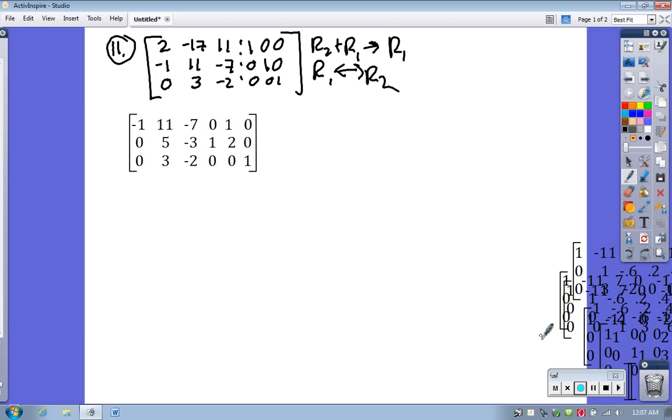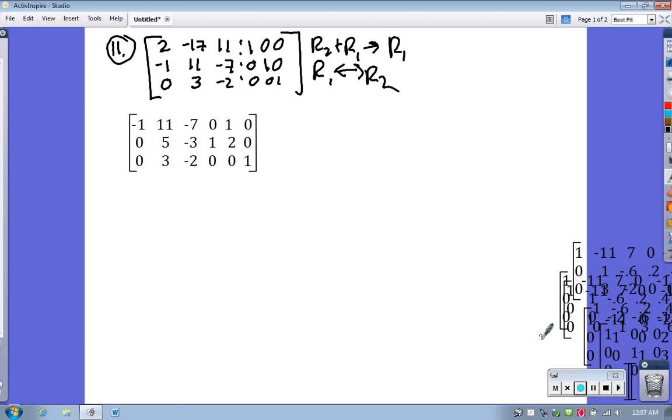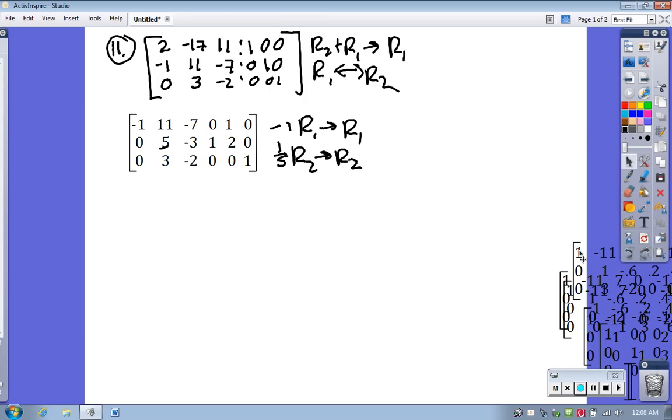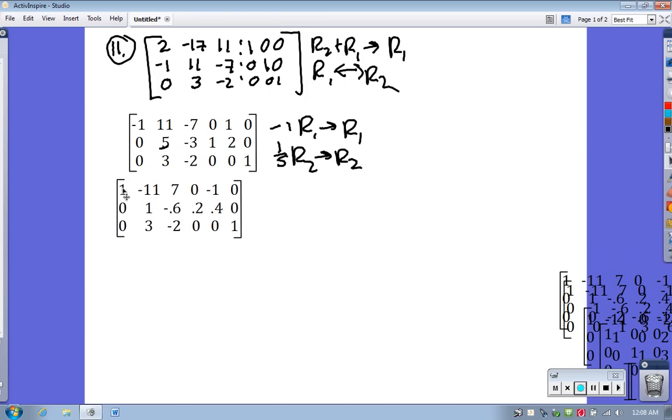So now I'm going to do a couple of things. I want this to be a positive 1, so I'll go -1 times row 1, put that into row 1. I also want this 5 right here to be a 1 too, so I'll go 1/5 times row 2, put that into row 2. Put those into my calculator, and I'm here.